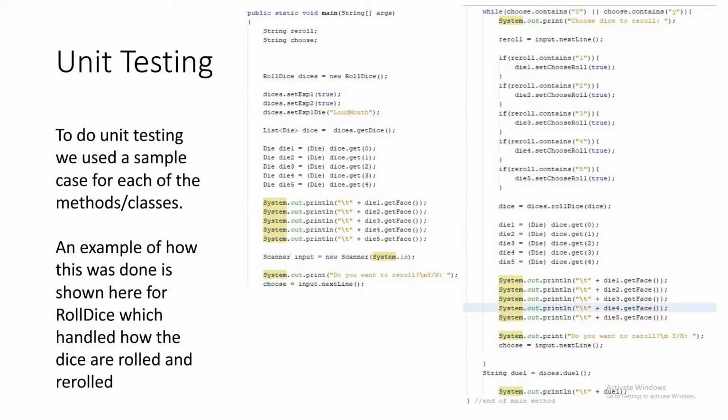Unit testing. So the way that we decided to do unit testing is by creating a sample test case in each of the main methods on all of our classes. So an example of this is in the roll dice class. We start off by creating our object using the constructor and then manipulating our information using the methods. And then outputting that information to make sure that we are getting the correct outputs based on our inputs. So all of the classes, when they use unit testing, follow this format.